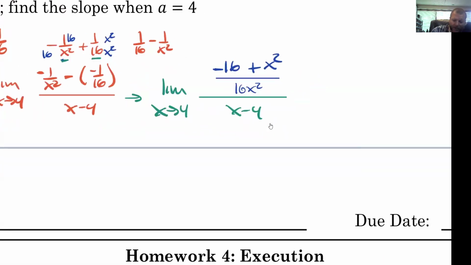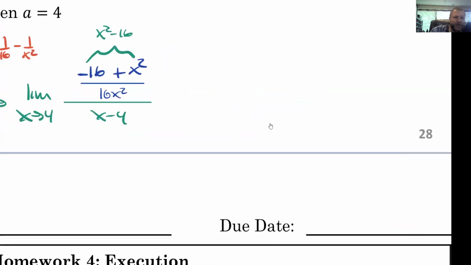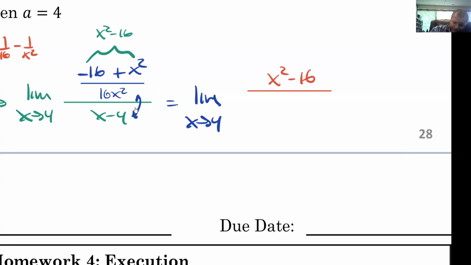Again, at some point we have to realize that this is a difference of squares, right? x squared minus 16. And just like we did a couple of questions ago, we could either do keep, change, flip, or multiply. Or you can sometimes just squeeze them together and throw that x minus 4 into the denominator. But we should get the limit as x approaches 4 of x squared minus 16 over 16x squared and an x minus 4.